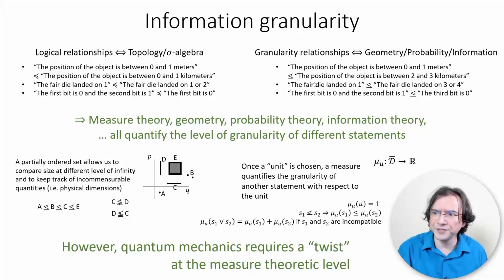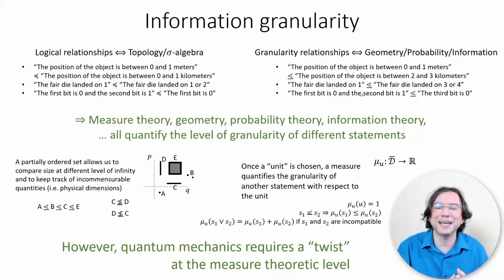So it gives us more information knowing that the object is in a smaller range than a bigger range. In the same way, if I say that the fair die landed on 1, this gives us more information than saying that the fair die landed on 3 or 4. And again, these are sort of probabilistic statements, and so the finer statement, the one that is more informative, is the one that has less chance of happening. And similarly, if I say that the first bit is 0 and the second bit is 1, this gives us more information than just saying that the third bit is 0.